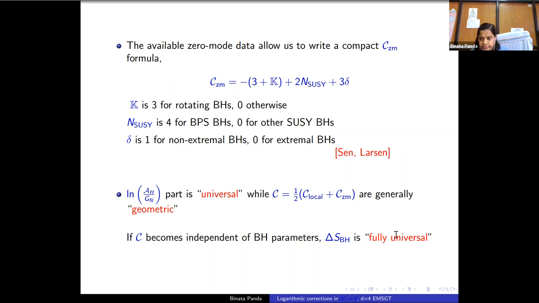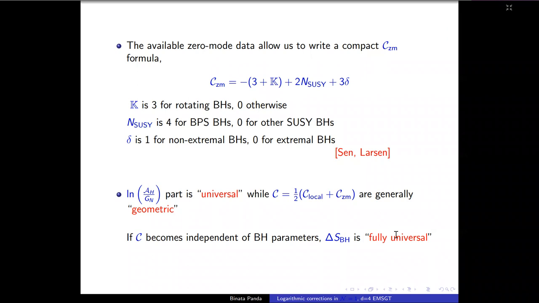Yeah. We have a question. For N Suzy, you said 4 for BPS black holes and 0 for other Suzy black holes. What do you mean by this? You mean the fully supersymmetric black holes or?